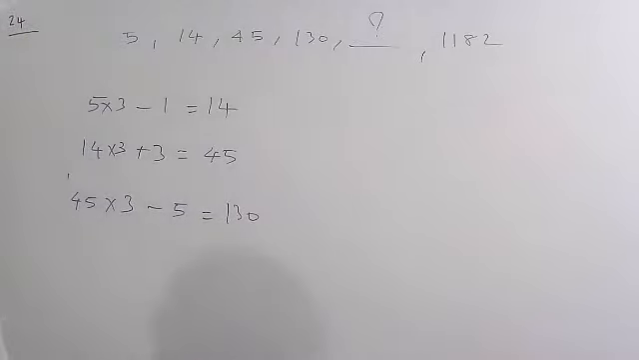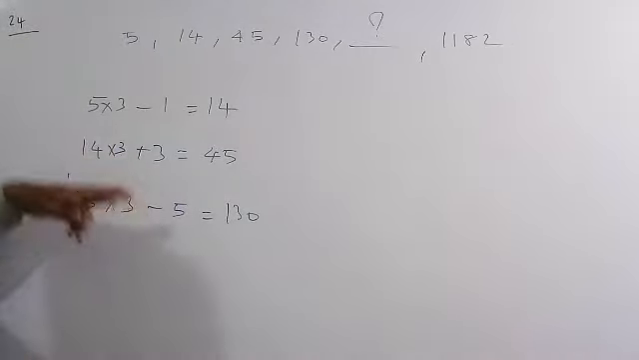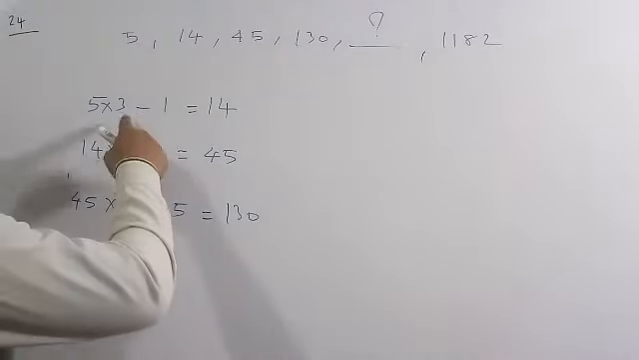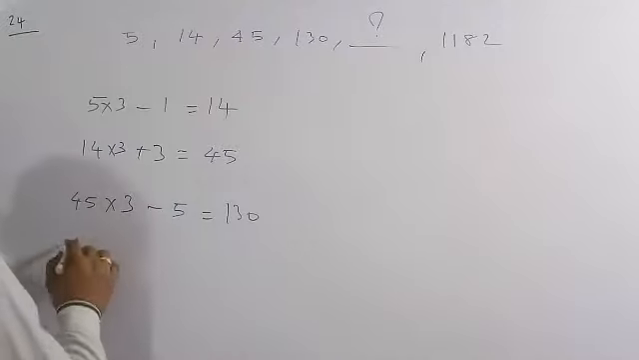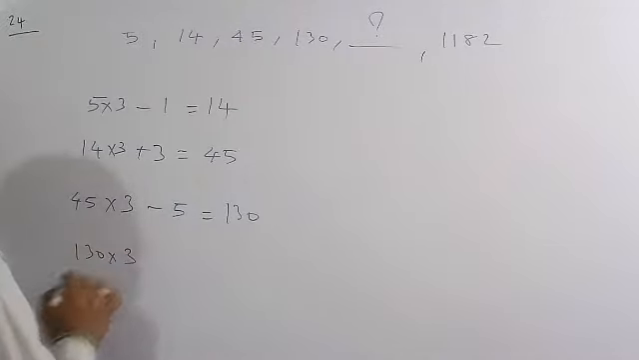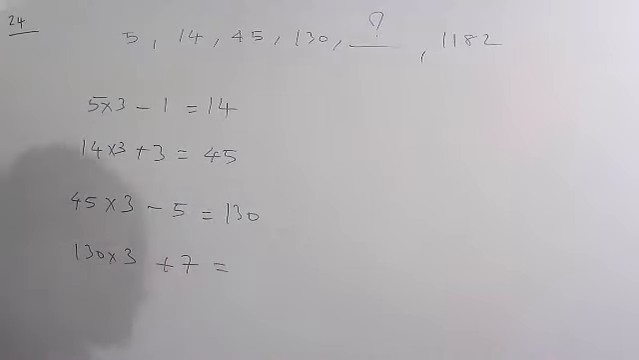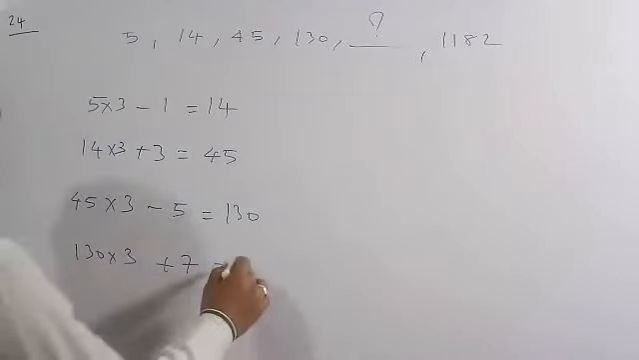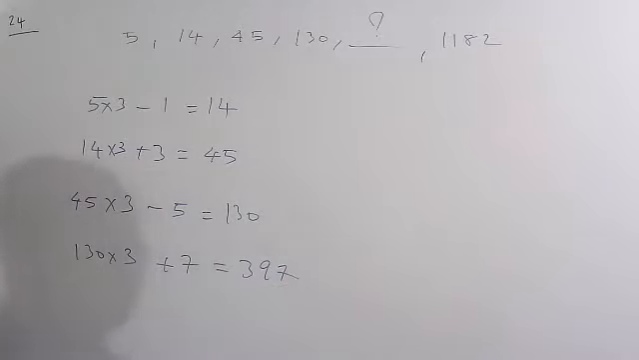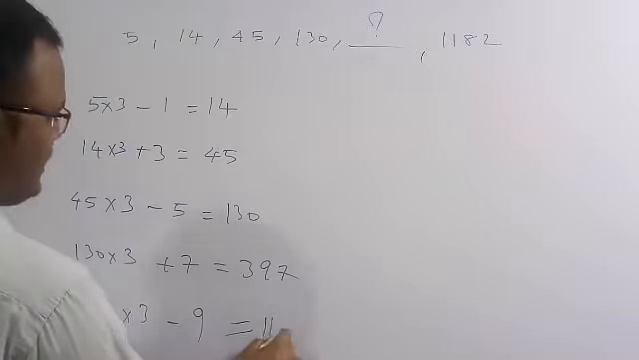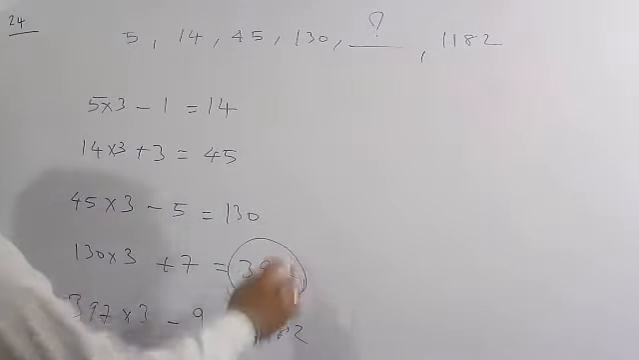Similarly, if you see the fashion, it is minus, plus, minus, and these are the odd numbers 1, 3, 5. So the next number is 7, with the same multiplication by 3. The next number is 130 into 3, again now plus 7. This number is 397. Now the next number is 397 into 3, then minus the odd number 9, and you are going to get 1182. So the question mark is 397.